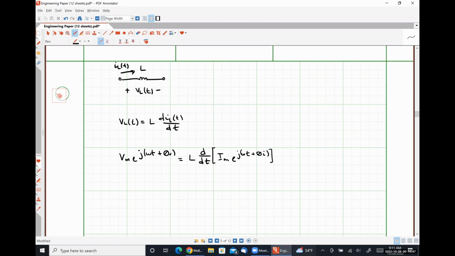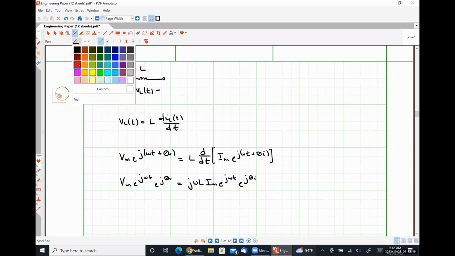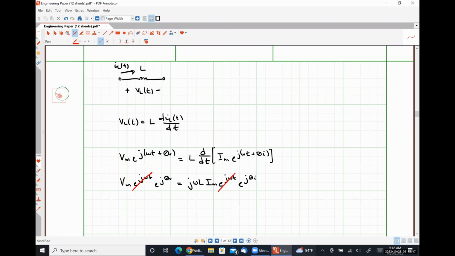The integral operation is actually just dividing by j omega. Okay. So I'm going to have Vm e to the j omega t e to the j theta v is equal to j omega L times Im e to the j omega t e to the j theta I. And I can observe that there is a factor of e to the j omega t on both sides that cancel each other out.